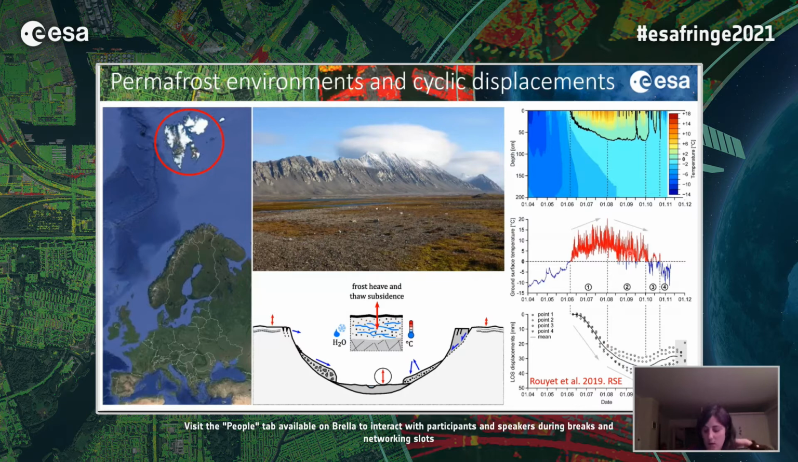So that study initiated follow-up research to use seasonal InSAR displacement to indirectly document the thermal regime of the active layer at large scales, and not only at one specific location.